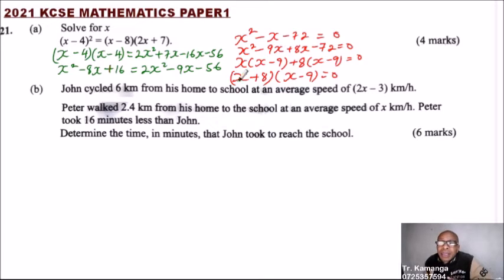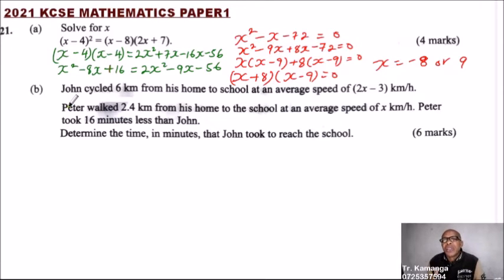So we normally say either x plus 8 is equal to 0 or x minus 9 is equal to 0, because when you multiply two numbers and get 0, then one of the numbers must be 0 or both are 0. So we say x is equal to minus 8 or 9. So that's how you solve that. By doing that, you'll be able to get 4 marks.